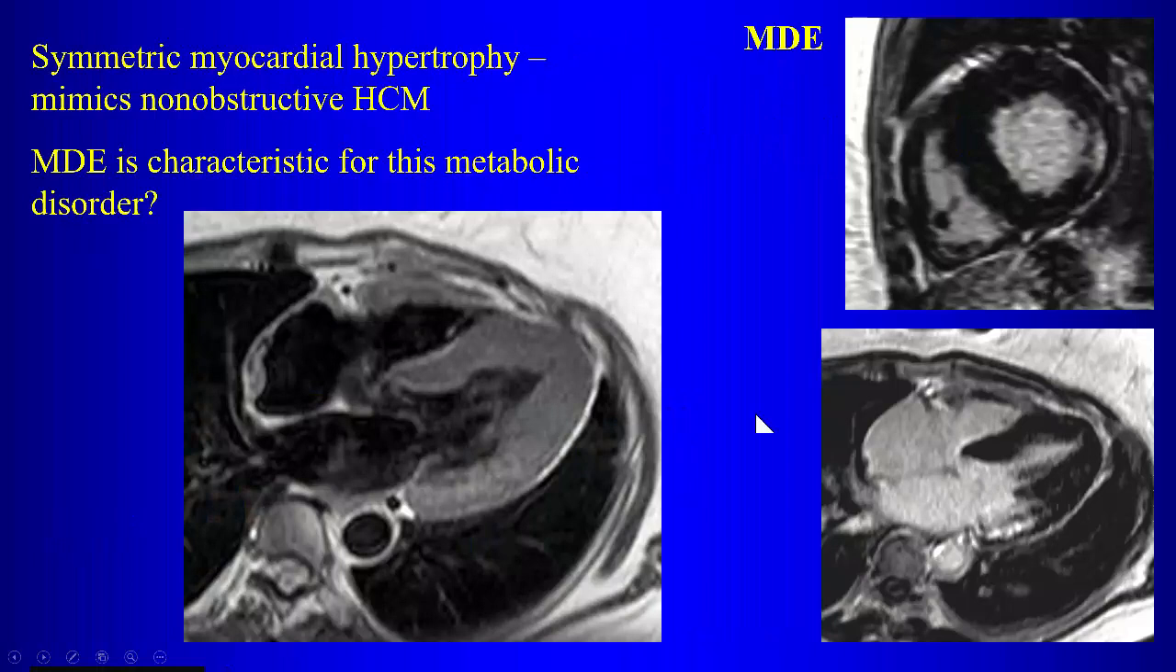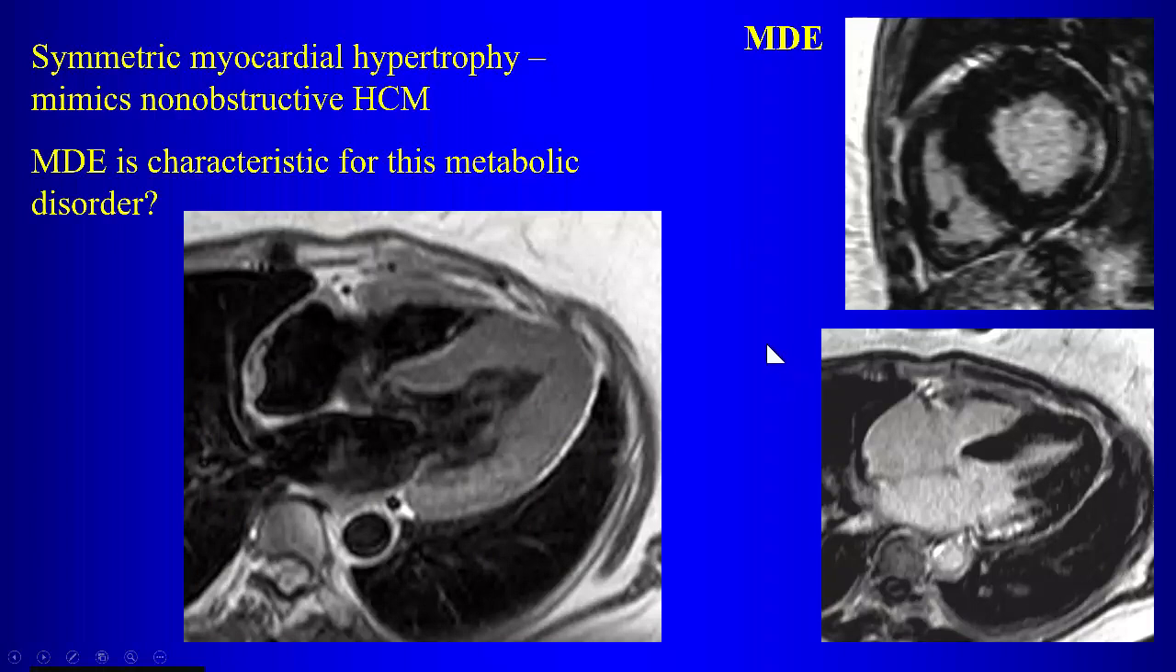Okay. Now, this is an entity that can also give you thickening of the myocardium that is often confused with hypertrophic cardiomyopathy. So this patient has symmetric myocardial hypertrophy that mimics hypertrophic cardiomyopathy. But there's a finding here on the myocardial delayed enhancement that is characteristic for this disorder. First, what's the finding on the delayed enhancement? So the enhancement is mid-myocardial, right? It's in the mid-myocardium there, and it involves the lateral wall. So that feature is characteristic of this disorder.